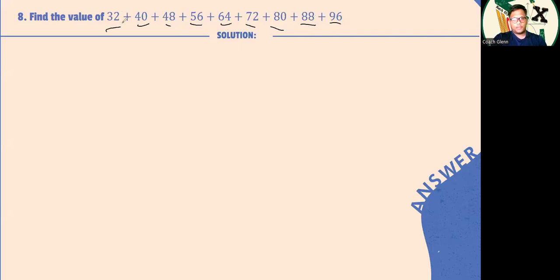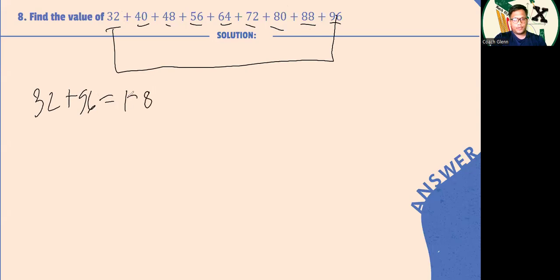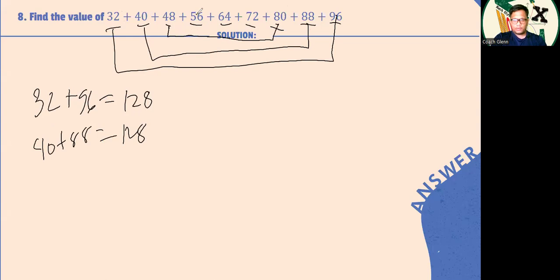So there's a trick for arithmetic series. As we can observe, 32 plus 96 is equal to 128. If we add this pair, this is also 128. This one is also 128. So all we need to do is count how many 128s we have. 1, 2, 3, 4. So we have 4 128s in total.